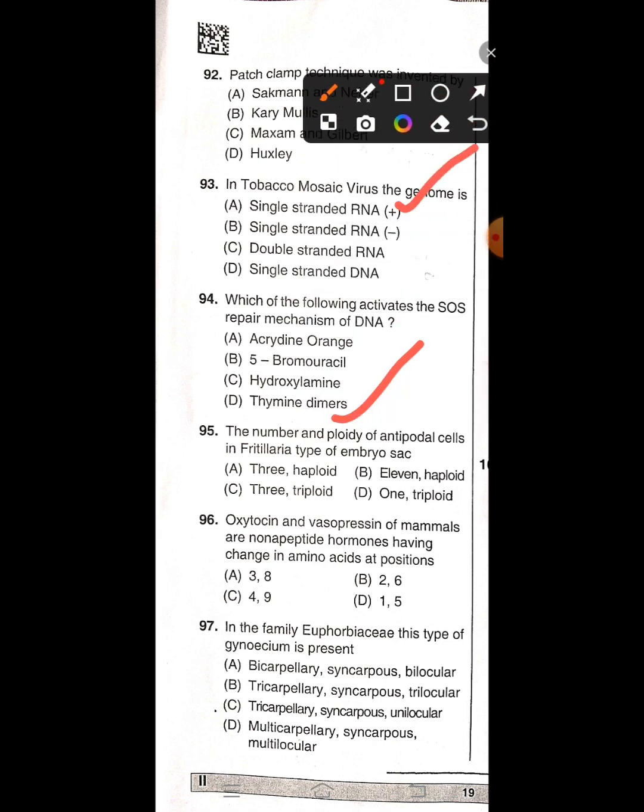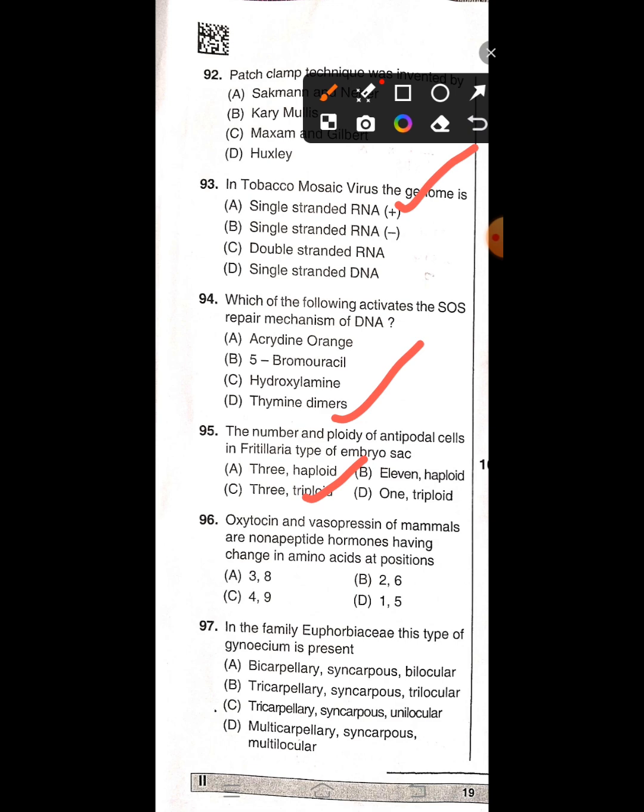The number and ploidy of antipodal cells in Fritillaria type of embryo sac. Options given: 3 haploid, 11 haploid, 3 triploid, 1 triploid. The correct answer is 3 triploid. Okay, let's see the next question.